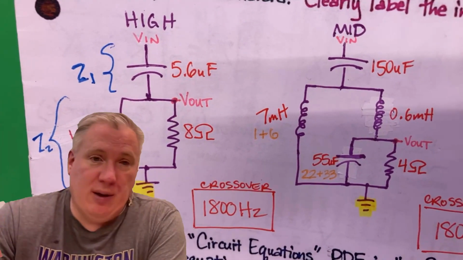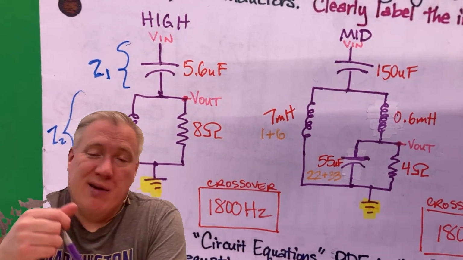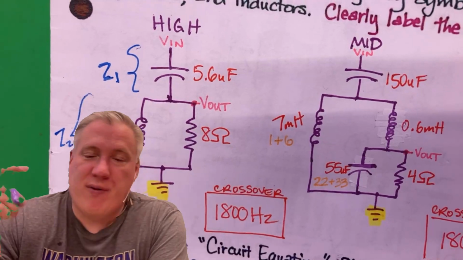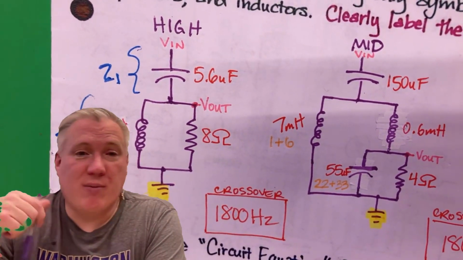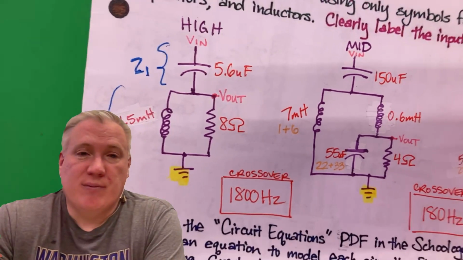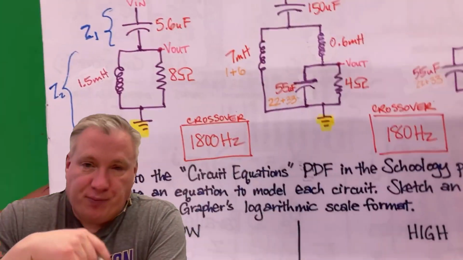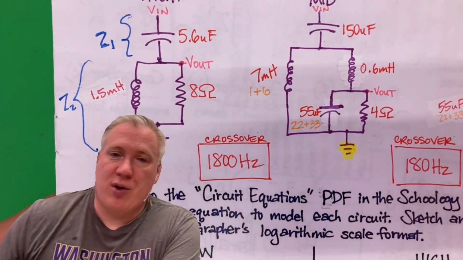So anyway, the goal is to get close. If you're within 10%, it's close enough. It's pretty easy to get within like 5% most of the time. And so there you go. It does not have to be perfect. You're just trying to get close.